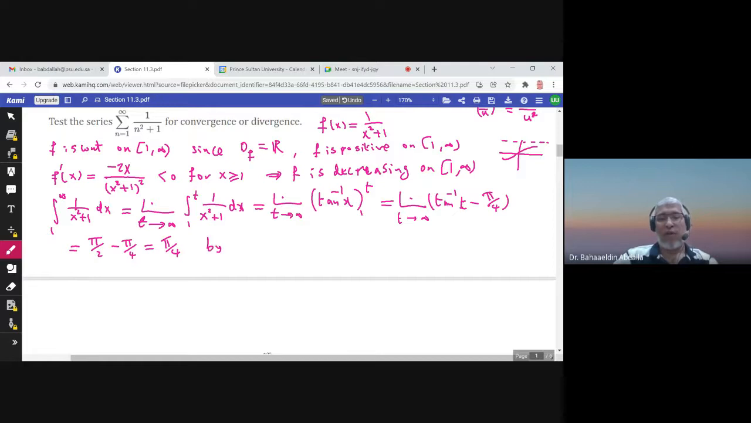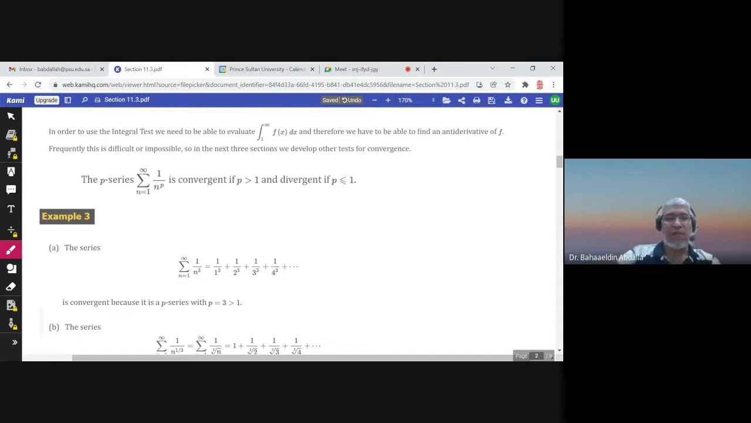So by the integral test, the series sum of 1 over n squared plus 1 from 1 to infinity converges, because the improper integral converges. So the series converges by the integral test. So that's the integral test.